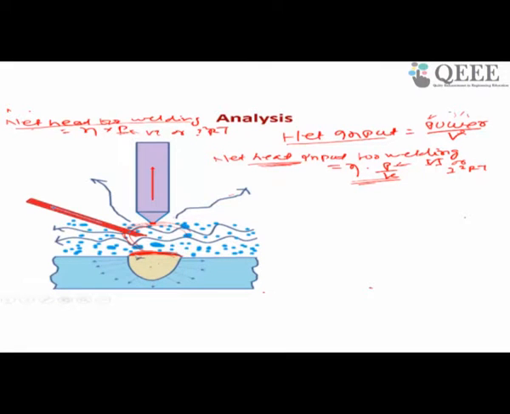How much heat is utilized for melting? That will be given by melting efficiency. Melting efficiency equals output by input. What is input? This is your input, the net heat input for welding.